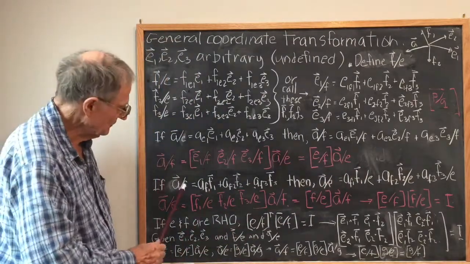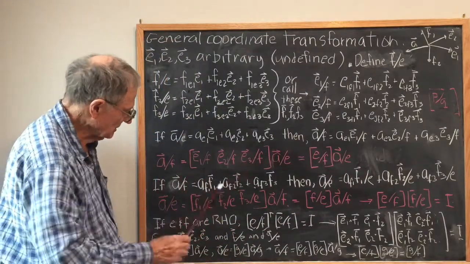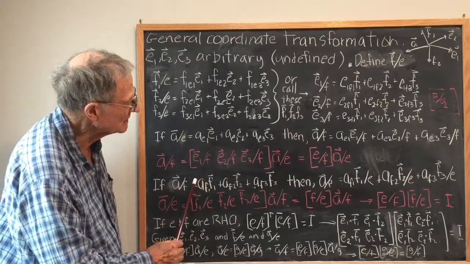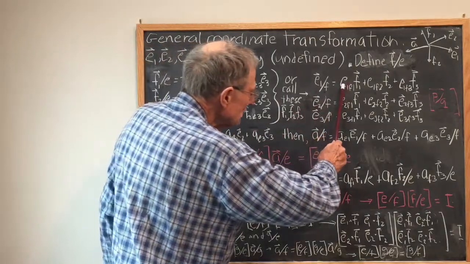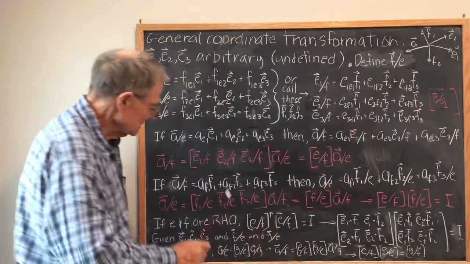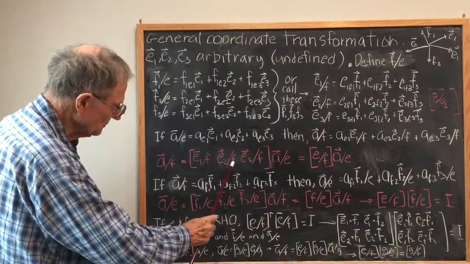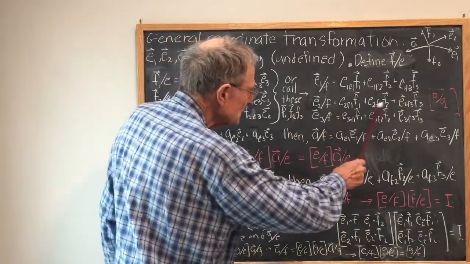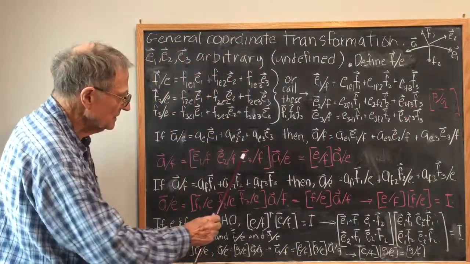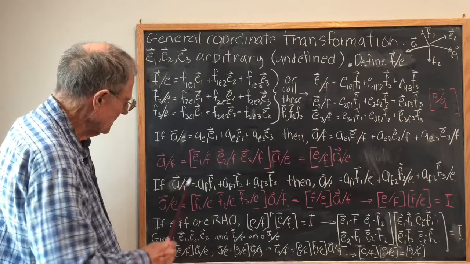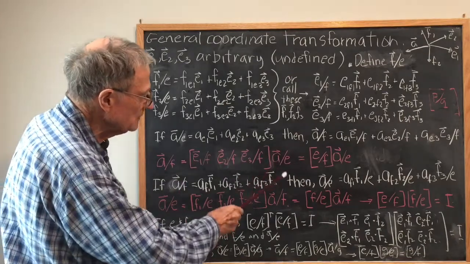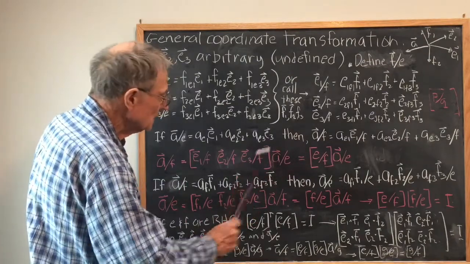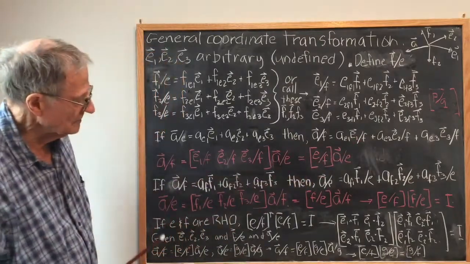Which I then can write as: A with respect to F is the matrix whose first column is E1 with respect to F, in other words, E1·F1, E1·F2, E1·F3. The second column is E2 with respect to F, in other words, E2·F1, E2·F2, E2·F3, and similarly for E3 with respect to F, and multiply that by A with respect to E. This is nothing but this equation in matrix form.